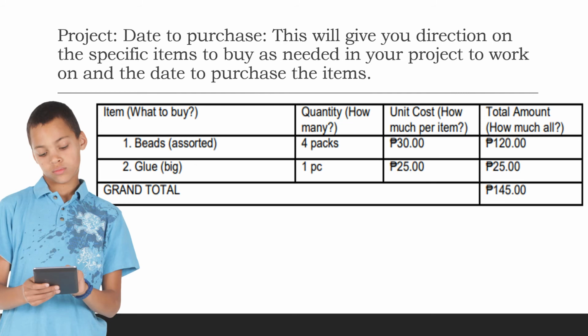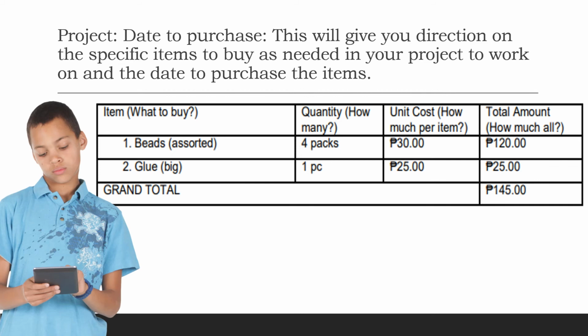So for the first column on what to buy or items, we have the beads, which are assorted, and a big blue bottle. For the second column, we have the quantity or how many. So for the beads, we have 4 packs, and for the glue, we have 1 piece. On the third column, we have the unit cost or how much per item. So for the beads, we have 30 pesos per pack, and for the glue, we have 25 pesos.